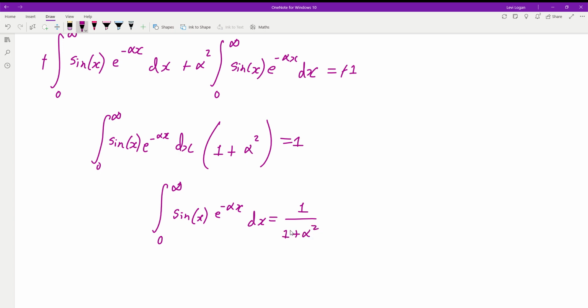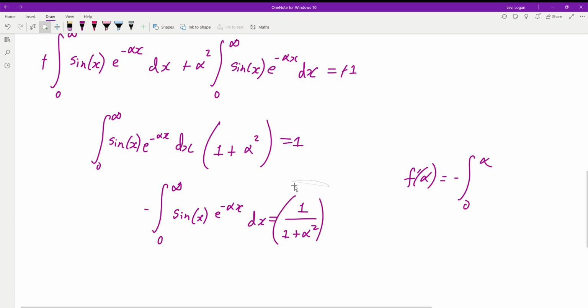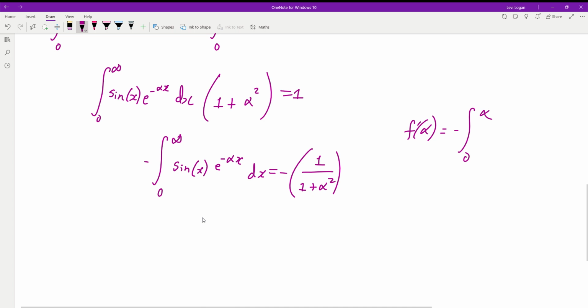Now you're probably thinking, this isn't f dash of alpha, because f dash of alpha was just negative the integral from 0 to infinity of all this. So all we've got to do to turn that into f dash is put a negative here and a negative there. Then we can equate them. So we can say f dash of alpha is just negative all this.